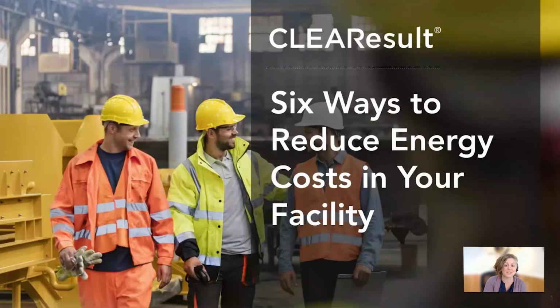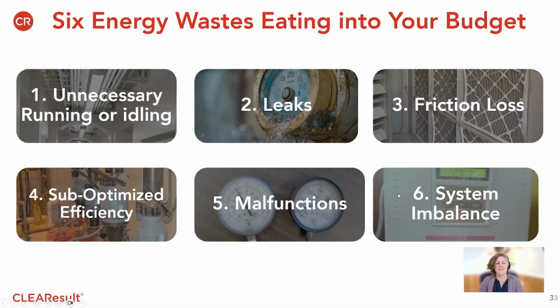I'm here with an affordability message. We're going to talk about 6 ways that you can reduce your energy costs in your facility. I have them in 6 categories: unnecessary running or idling, leaks, friction loss, some optimized efficiency, malfunctions, and system imbalance. Let's get right into it.